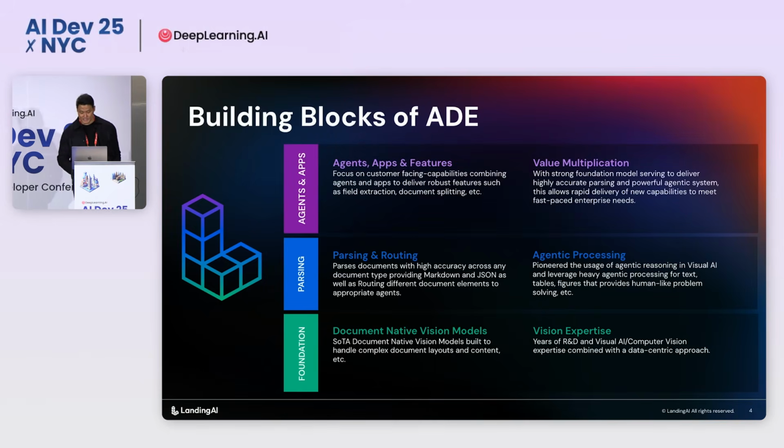Last but not least, we have the agents and apps layer. At the top, we focus on customer-facing capabilities, and that's where my team comes in. We combine our parsing and reasoning engines with specialized agents, tools, and applications like field extraction, document classification, and splitting, which helps with downstream tasks that are custom to each individual customer, vertical, and discipline. Our customers are building on top of ADE. It's going into their core products and core processes, so we can help automate certain workflows.